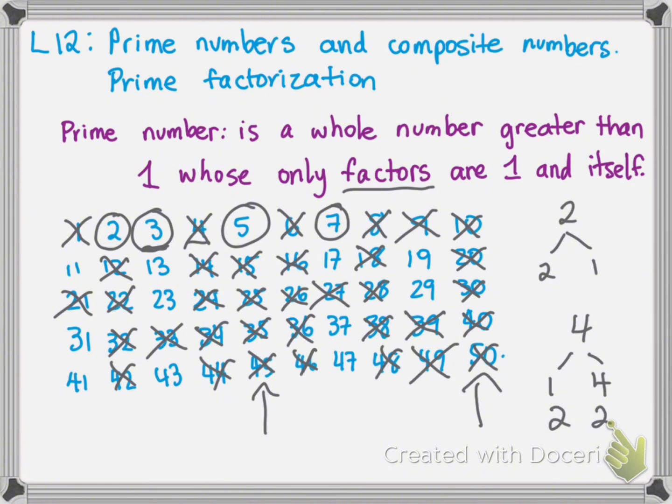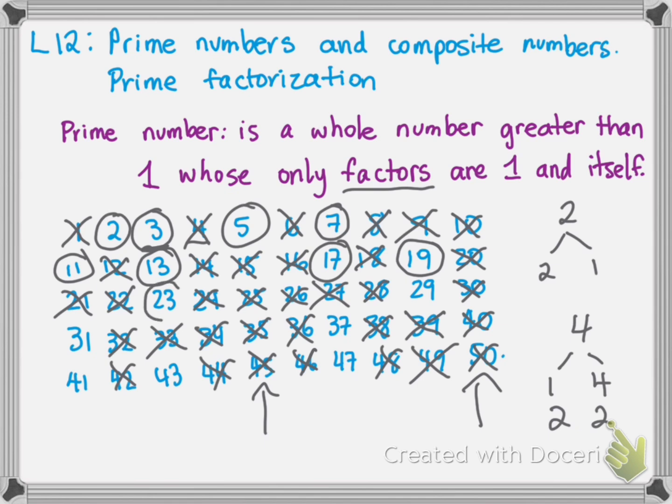The next one is 11. 11 is a prime number, and we already canceled its multiples, 22 and 33 and 44. Then we have 13. The multiples of 13 in this group would be 26 and 39, so those are gone. Then the next one would be 17. 17 is only 1 times 17, and its multiple is already gone, which is 34. 19 is also a prime number. 19 times 2 is 38, so it's also gone.